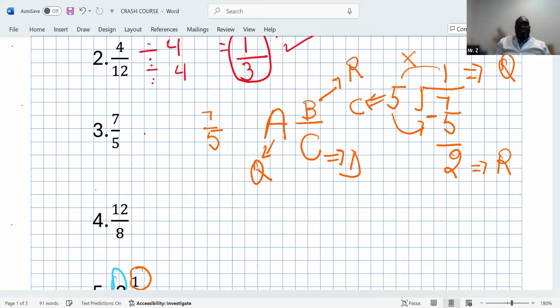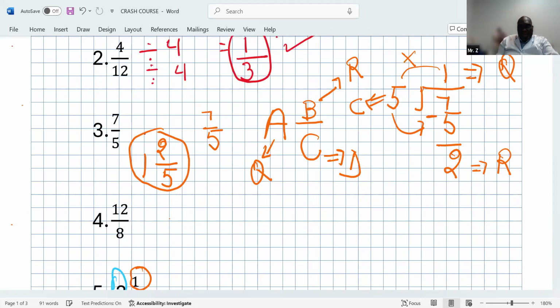So 7/5, as I do that, based on what we learned, if you have to convert that to a mixed number, 7/5 is going to be what? It's going to be 1. And then 5 will remain the same, and then the remainder is going to be 2. This is how you convert an improper fraction to a mixed number in proper fashion.